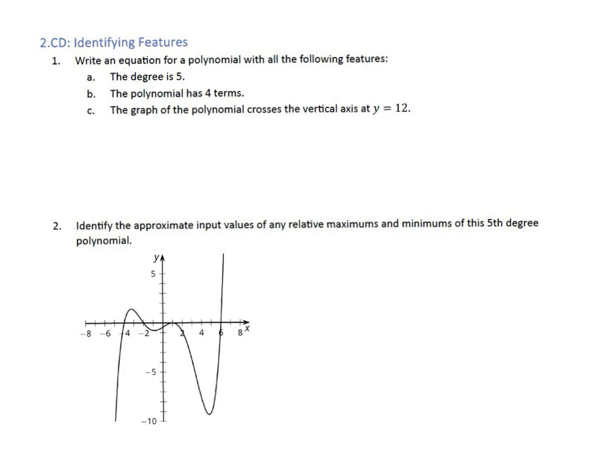Try to write an equation for a polynomial with all the features. You want it to be a degree of 5, so how would you do that? Go back and look at your vocabulary. You want the polynomial to have 4 terms, so think of how you could have 4 terms with a degree of 5 and making sure it crosses the vertical axis, or the y-axis, at y equals 12. So go ahead and try to create a polynomial. You should have a different one than the person you're sitting next to. You could have a different one than me as well. So go ahead and try that, and then go ahead and try number 2 on your own. Go ahead and pause, do that, and then check your work with me momentarily.